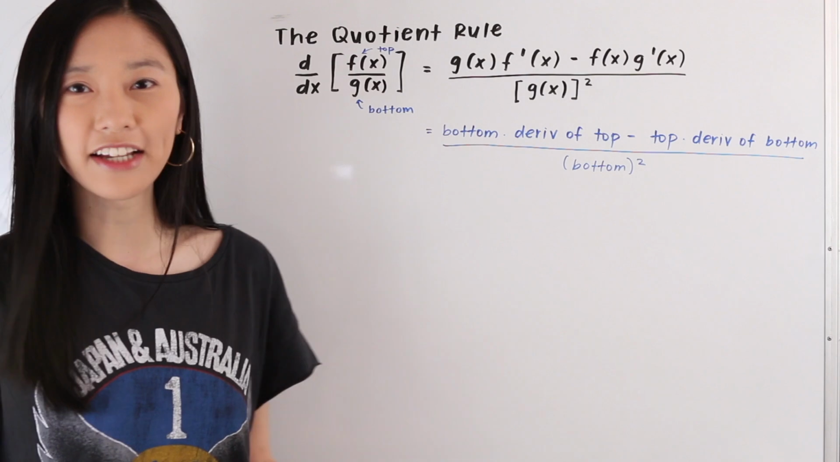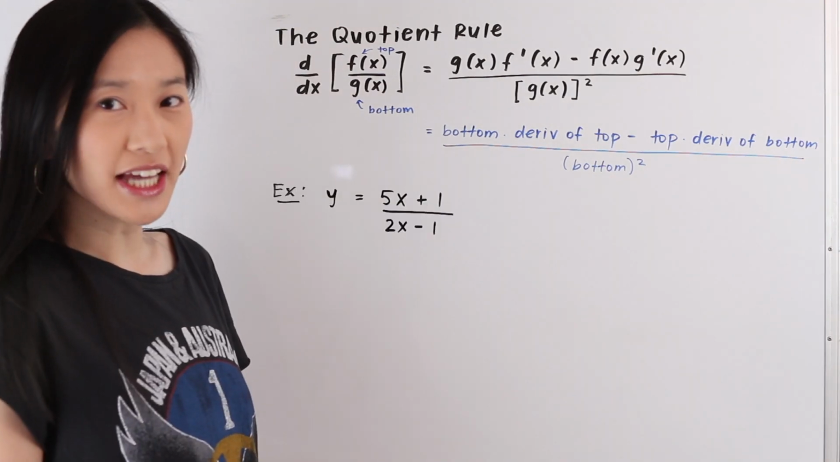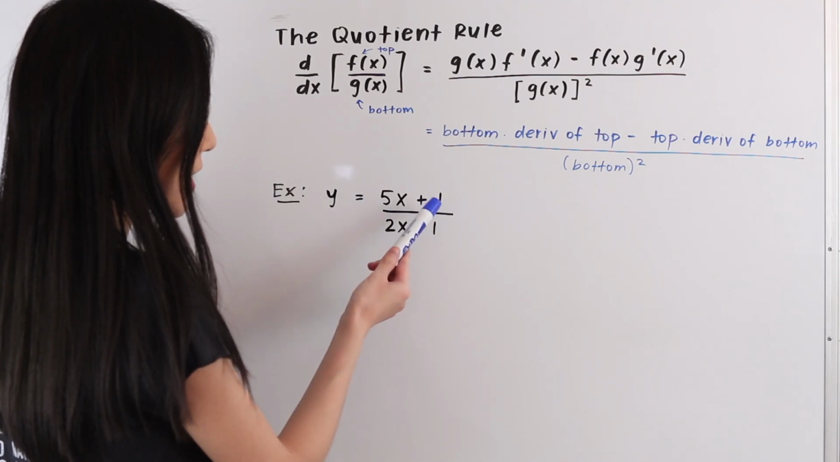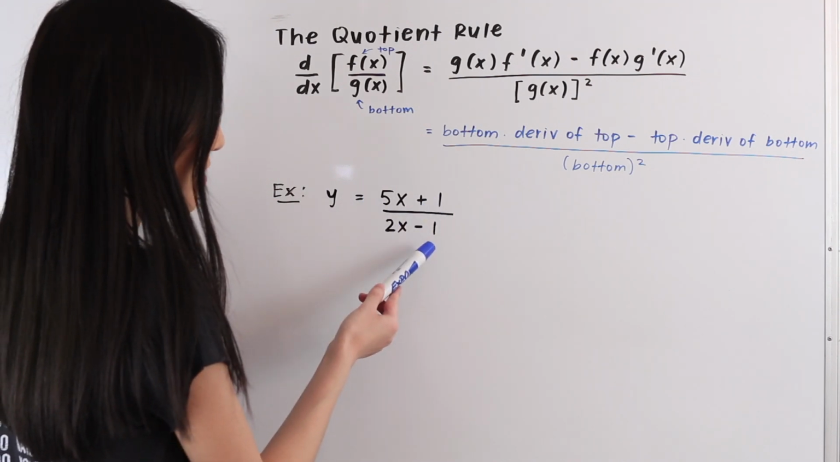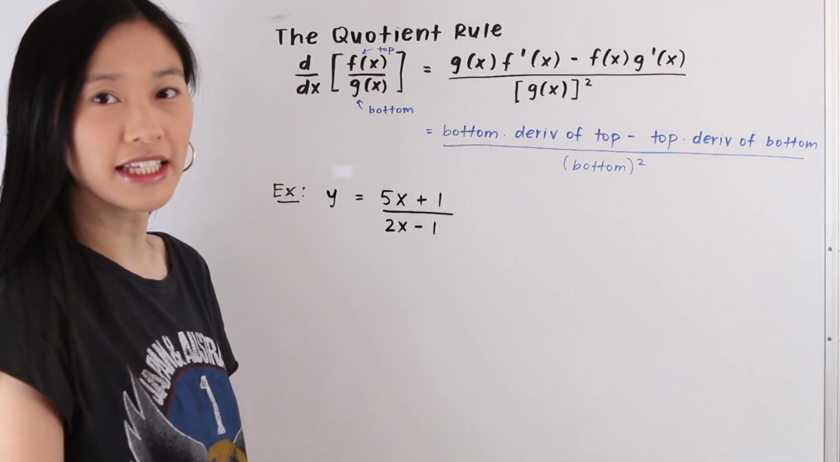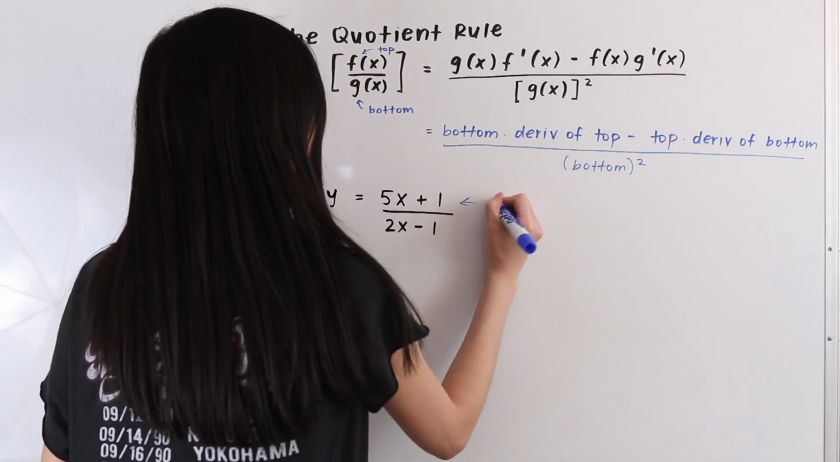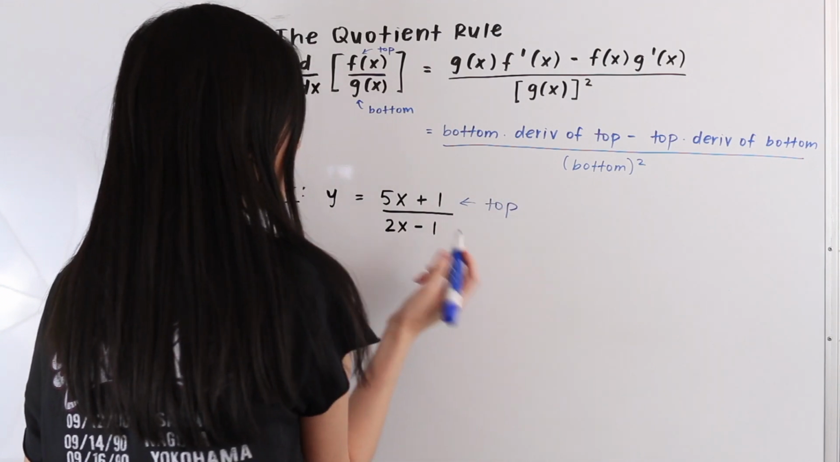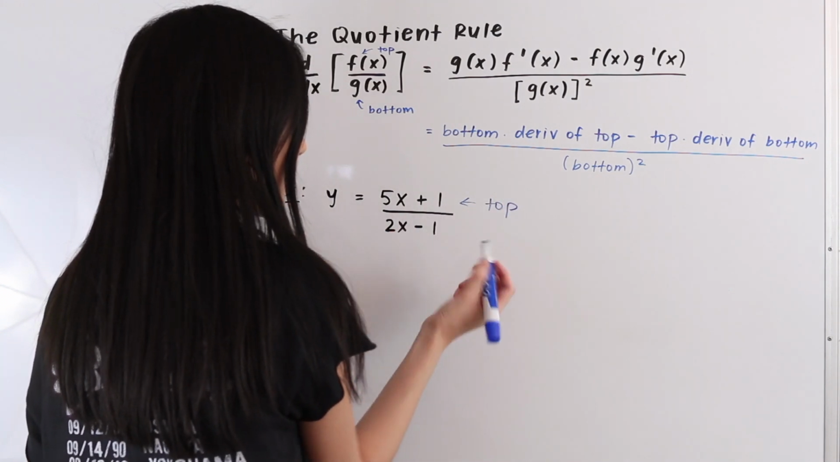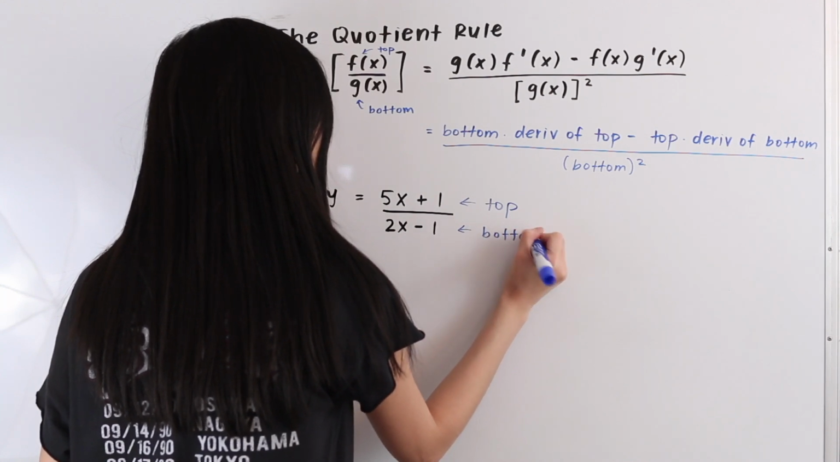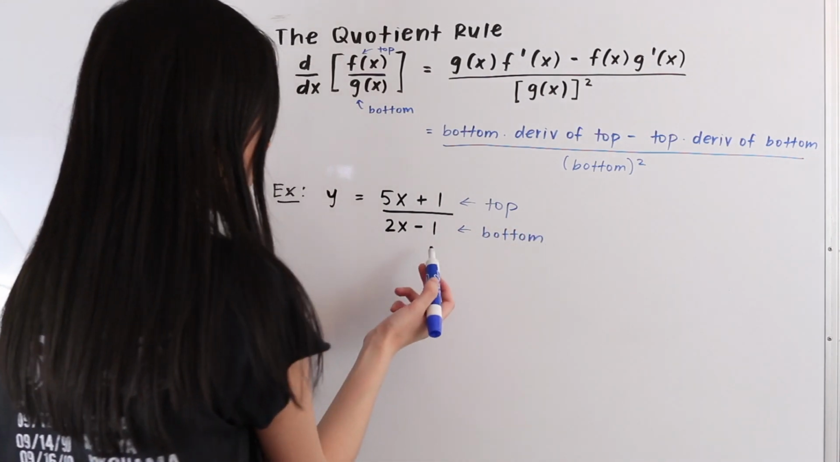So let's go ahead and take a look at some examples. In this first example, we want to find the derivative of y is equal to 5x plus 1 over 2x minus 1. As our first step, let's label our top and bottom functions. Here we have our top function, which is equal to 5x plus 1, and we have our bottom function, which is equal to 2x minus 1.